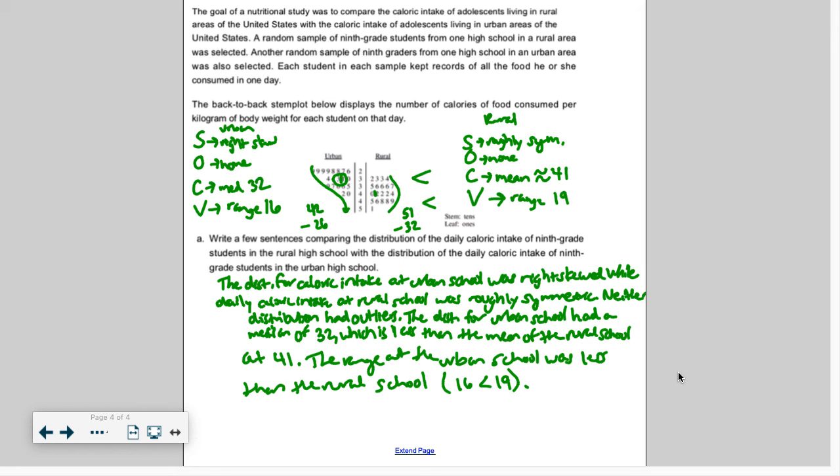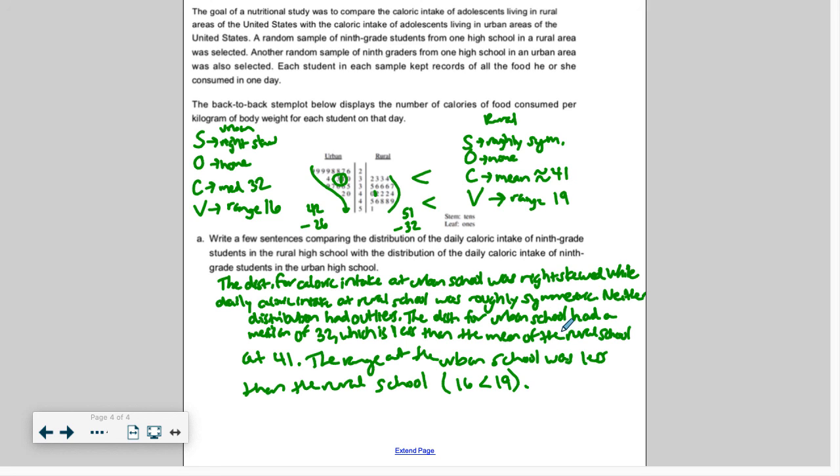Whew, it's a lot to go through and it's a lot of writing. So let me just make sure the distribution for caloric intake. Okay, I talked about our context. Here it was right skewed, while here it was roughly symmetric. Okay, I talked about both the shapes. Neither distribution had outliers. I hit outliers for both. The distribution for urban school had a median of 32, which is less than the mean of the rural school at 41. Talked about that and compared them. And then the range at the urban school was less than the rural school. 16 is less than 19. So I went through SOCV and then I actively compared every part of that to each other.